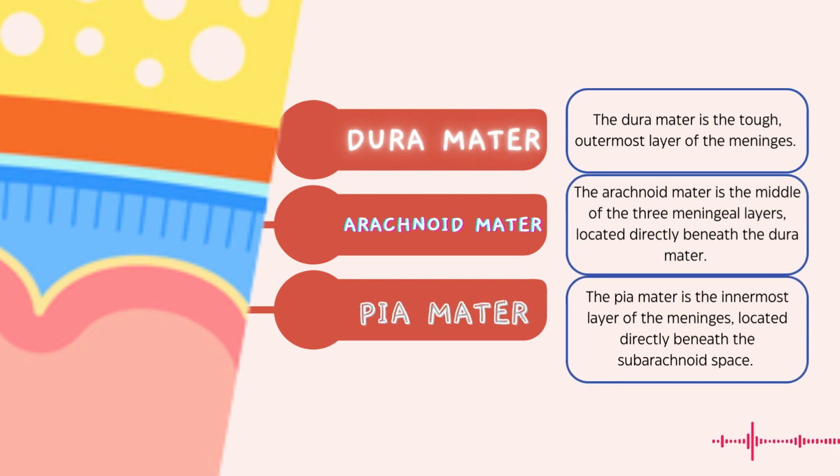Remember I mentioned three layers in the meninges? The first one is the dura mater, the toughest outermost layer. The second one is the arachnoid mater, in the middle of the meninges, under the dura mater. The third one is the Pia Mater, which is the innermost layer, right under the subarachnoid space. The subarachnoid space is an empty space under the arachnoid mater.